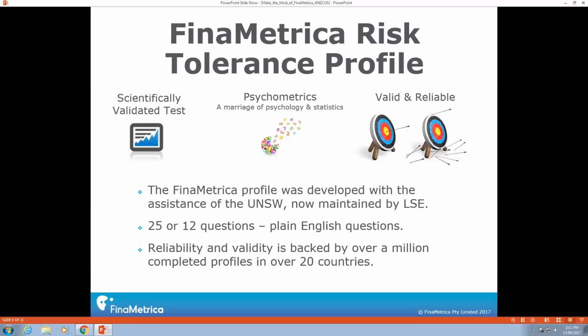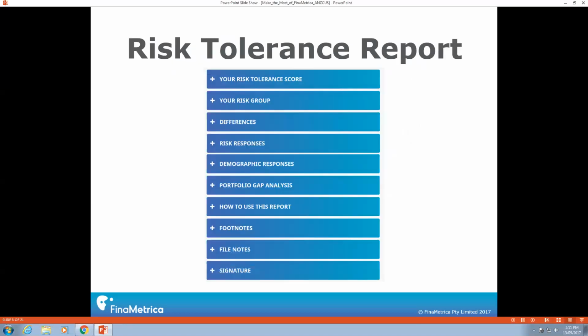So what I'll jump into next is the actual risk tolerance profile. The system consists of 10 sections, as you can see on the screen there. The first talks about the score and where your client sits in the population. We have the risk group next, and that provides a description of your client's risk group. The differences section provides a table summary of where your client differs from their group. Risk and demographic responses are simply the answers provided by your client. The portfolio gap analysis section provides the link between risk tolerance and asset allocation. And the balance of the report is very self-explanatory. So I'll now explore the first few sections in more detail.